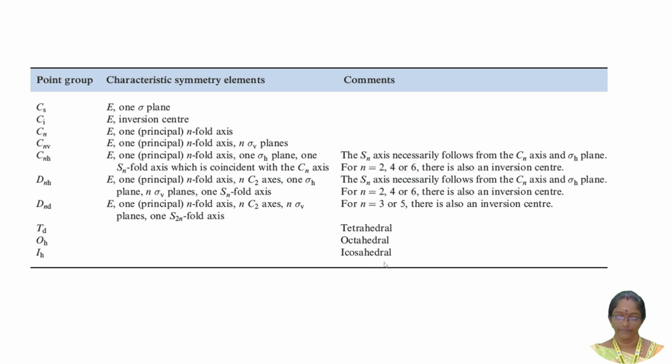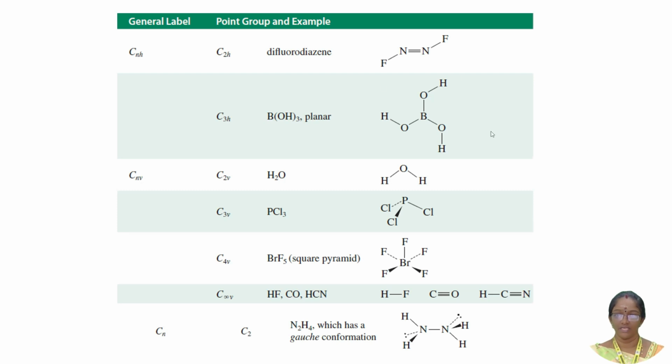Here we have given some examples for the Cnh point group. In Cnh, C2h is difluorodiazine, and C3h is planar. For Cnv, C2v is the water molecule, C3v is ammonia and PCl3, C4v is square pyramid BrF5, C infinity v is HFCO and HCN. Cn, C2 has a gauche conformation, and C3.